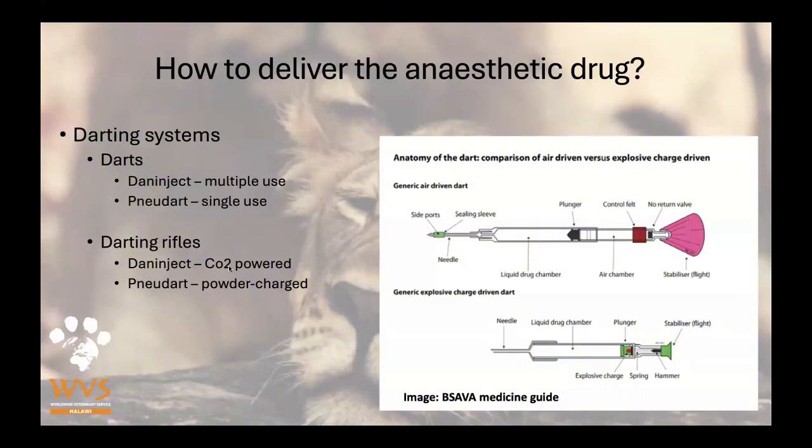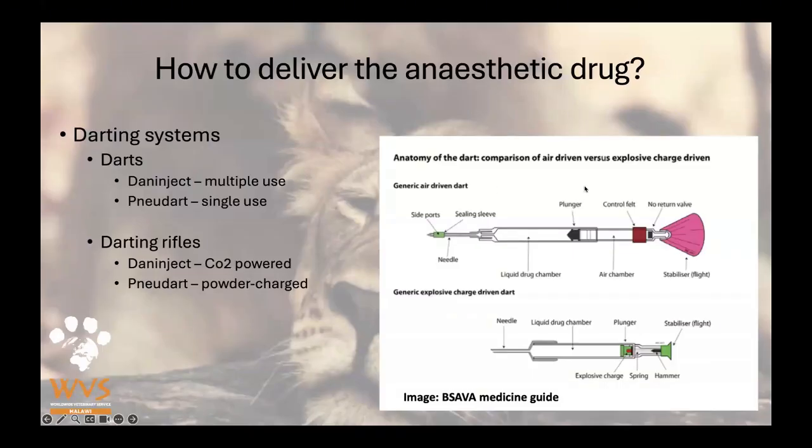When it comes to the darts, you have probably all heard about the Dun-Inject darts and the new darts. The Dun-Inject darts potentially can be used multiple times unless your lion bites them out and damages it, and that's when it ends up being very expensive. But usually they cost more, but you can use them several times.